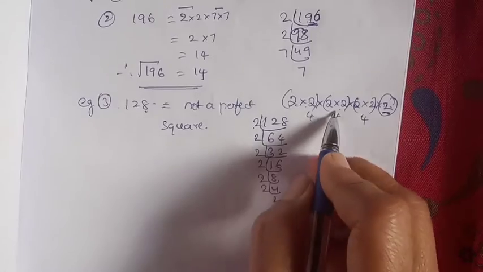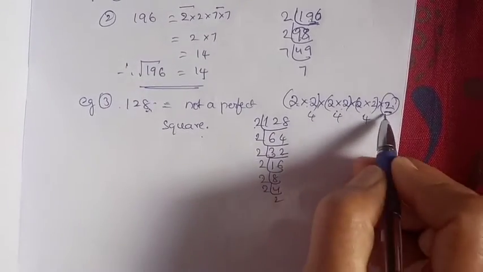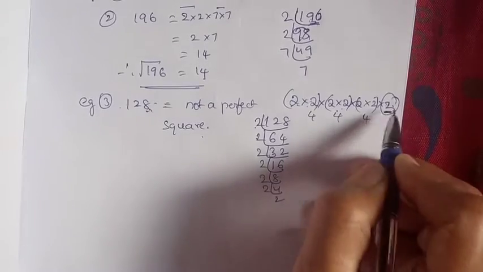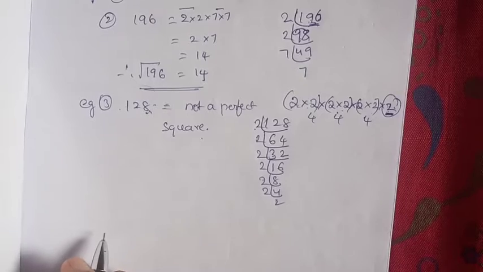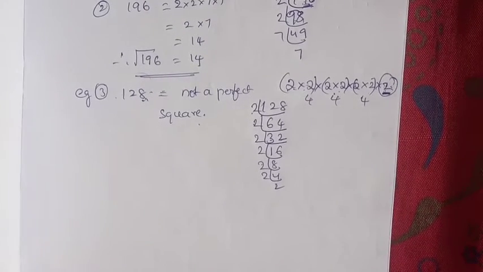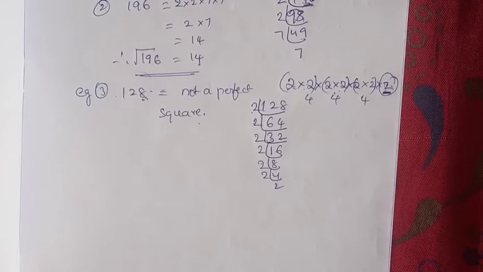Okay, what number is required to multiply with this number to get a perfect square? 2 is the other factor with which we can make it a perfect square. This is the difference between what is a perfect square and what is not a perfect square.